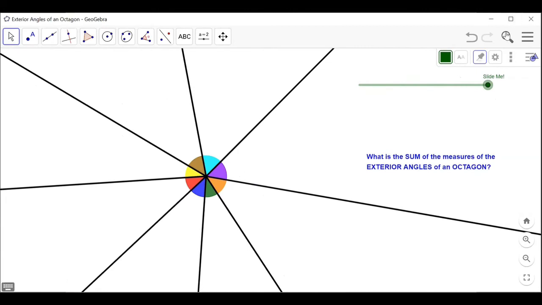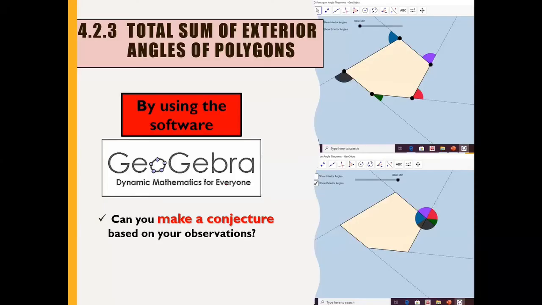After you observe so many examples already, now let's go back to our slides. Can you make a conclusion? Can you make a conjecture based on your observation just now?